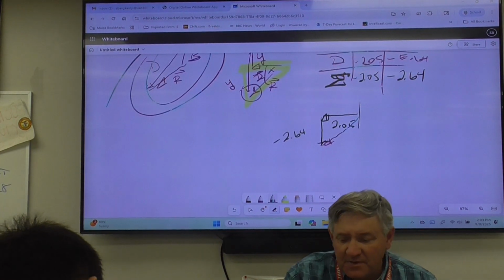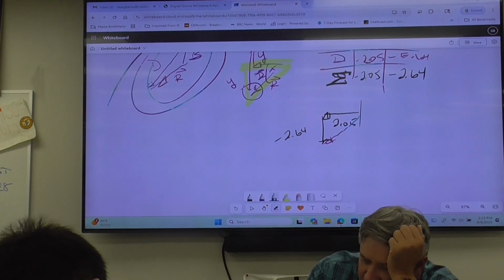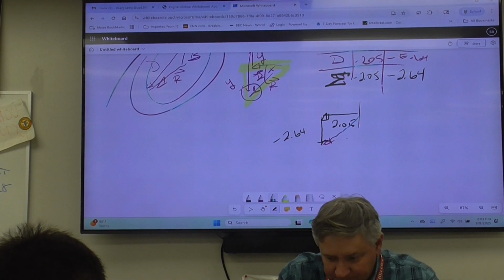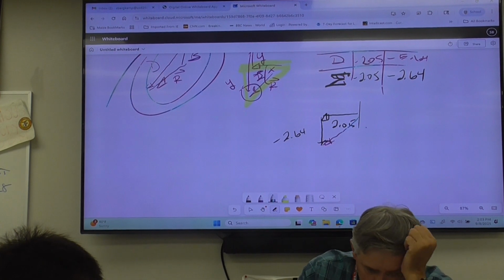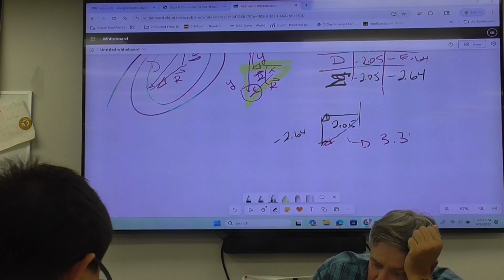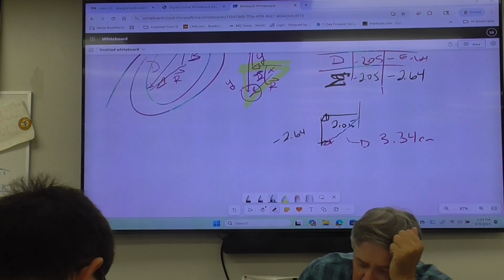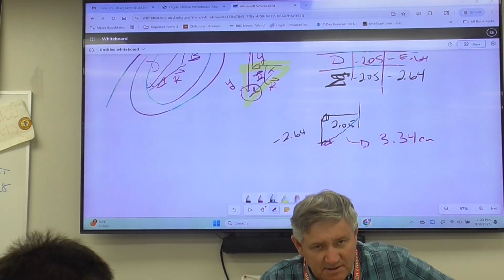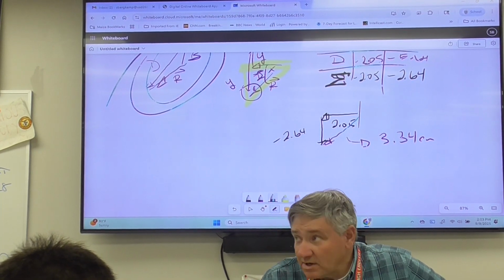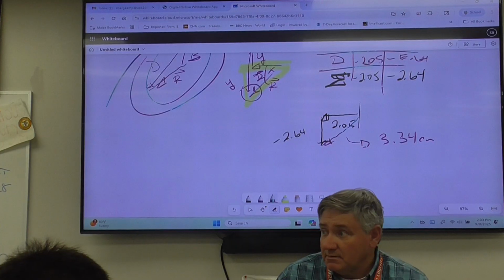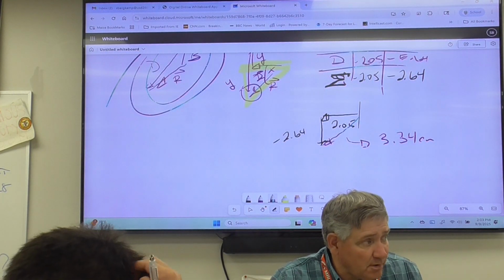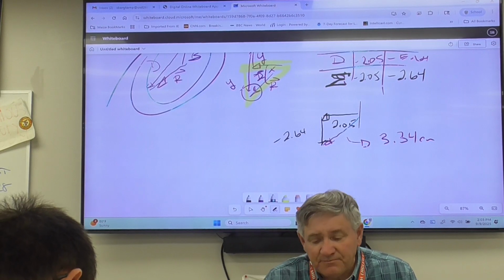So somebody do the Pythagorean theorem. Take 2.05 squared plus 2.64 squared and then the square root of all of that. What'd you get? 3.34. Now, if you just tell me the resultant is 3.34 centimeters, is that enough information? No. Because what's the only thing you've given me? Magnitude. You've only given me the magnitude. Cool, it's 3.34. I don't know what that means.